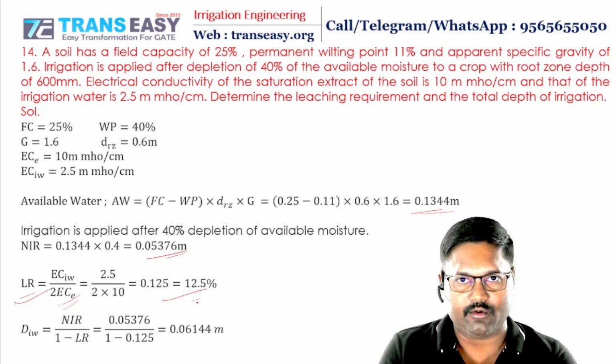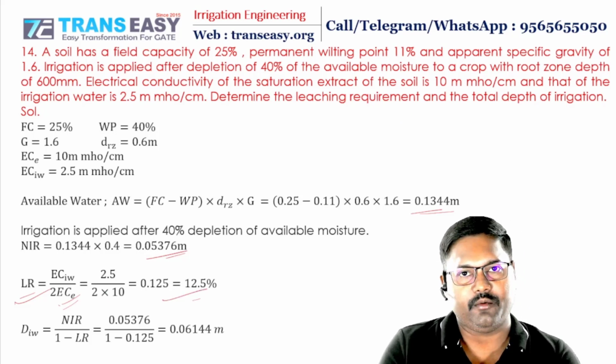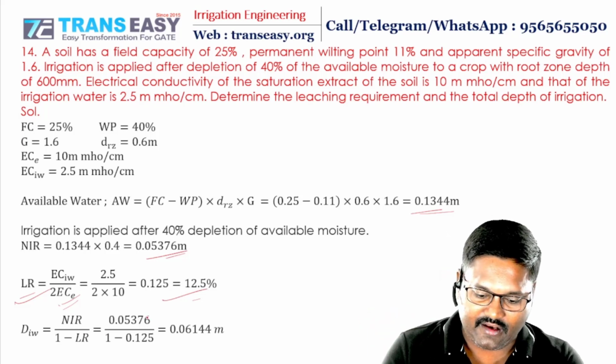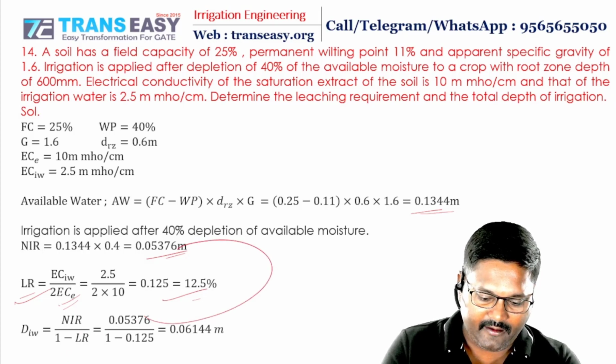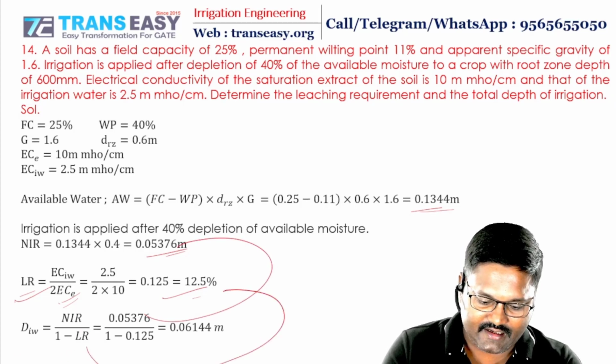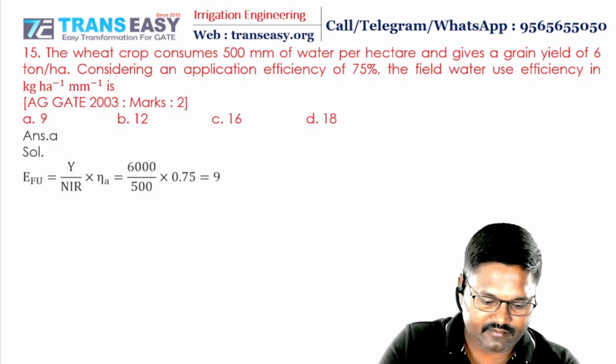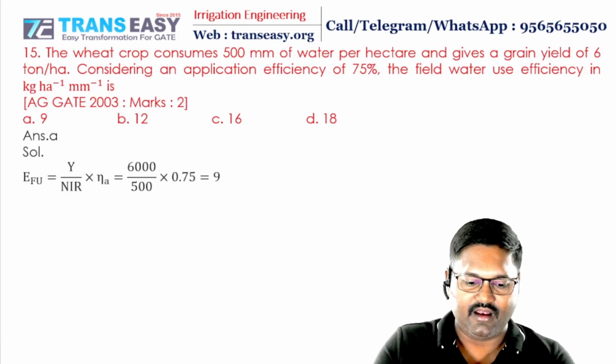So this is leaching requirement, and we know depth of irrigation water is equal to net irrigation requirement upon 1 minus leaching requirement. So net irrigation requirement is calculated here, and leaching requirement calculated here. So depth of irrigation water is calculated, and this is last problem.